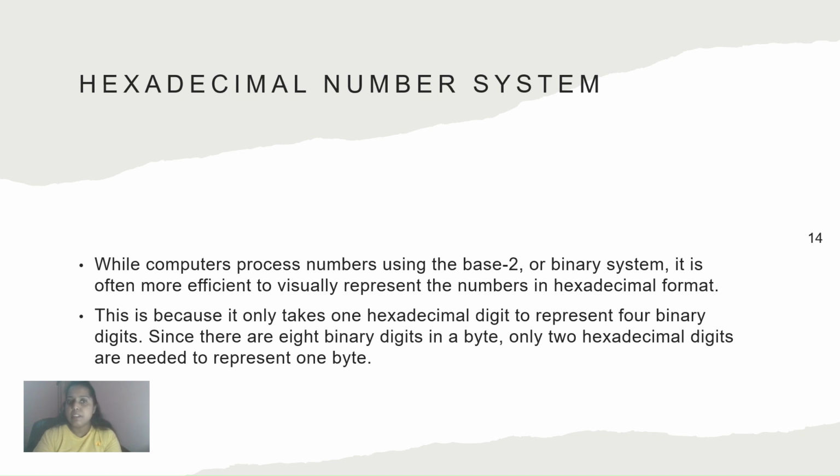While computers process numbers using base 2 or the binary system, it is often more efficient to visually represent the numbers in hexadecimal format. This is because it only takes one hexadecimal digit to represent 4 binary digits. Since there are 8 binary digits in a byte, only 2 hexadecimal digits are needed to represent 1 byte.